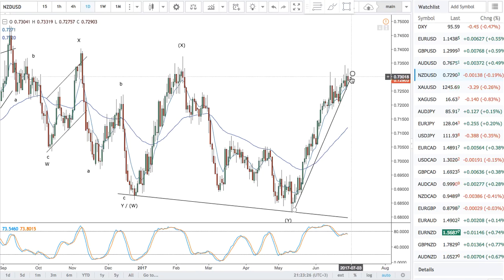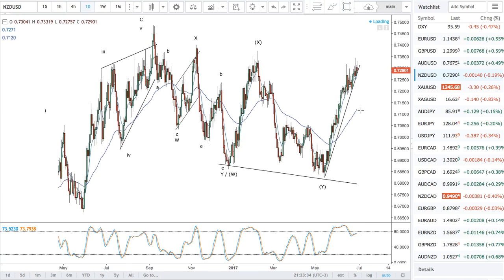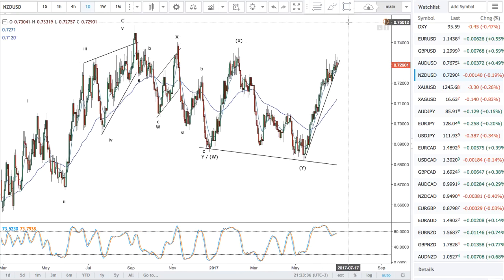It's closing within certain wicks up here. So looking for a down move to come in New Zealand US dollar, probably a corrective one, and then ultimately another move higher above 0.75.